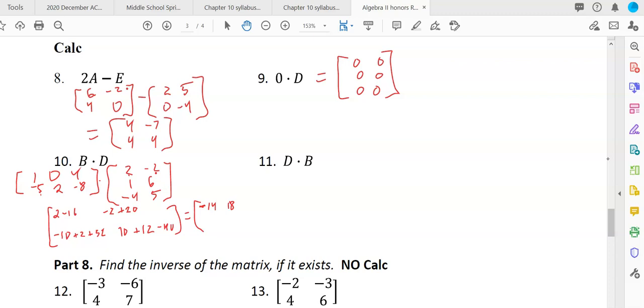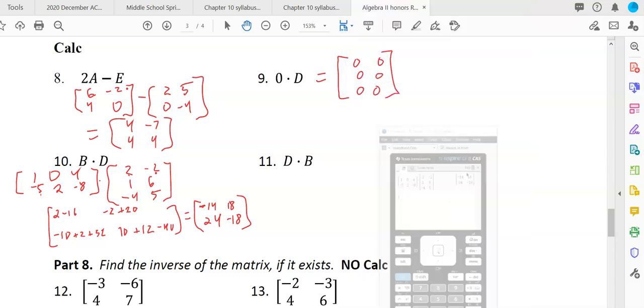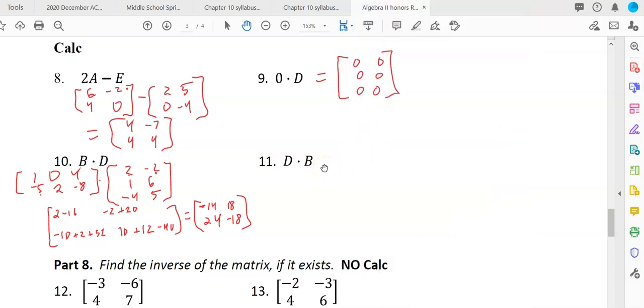So 22 plus 2 is 24. And 22 minus 40 is negative 18. So just to check I got that right, I did check it in the calculator. I just want to make sure I answered these right. Some of these are obvious, but that one sometimes it's nice to be able to check.